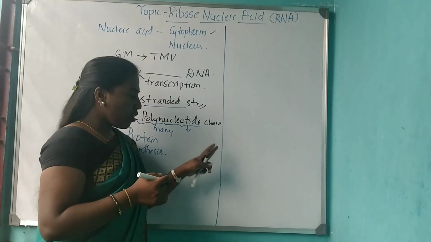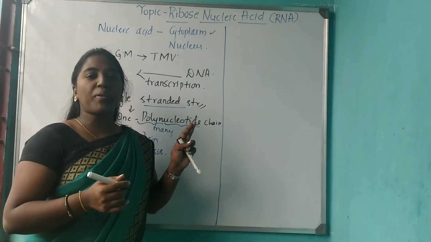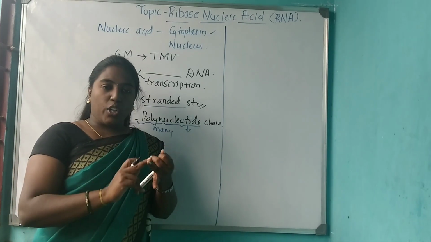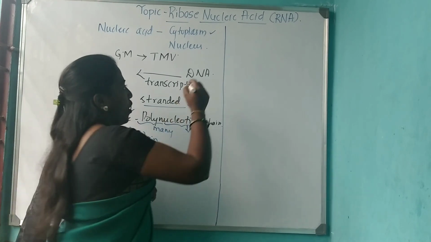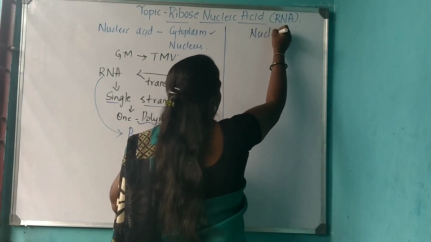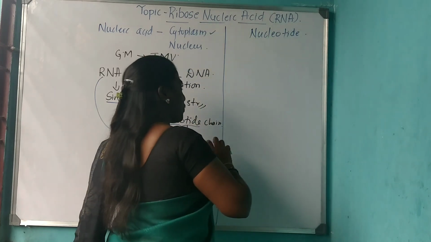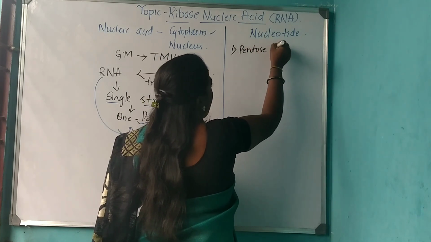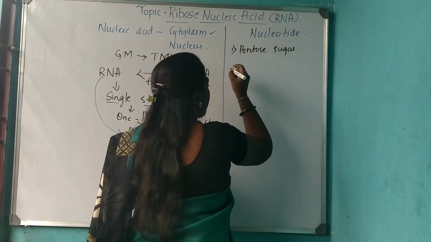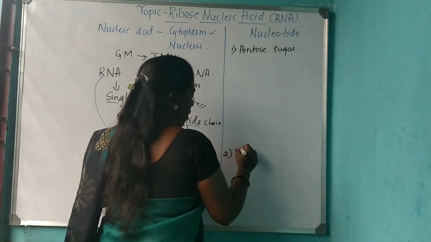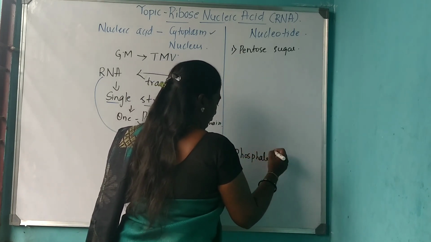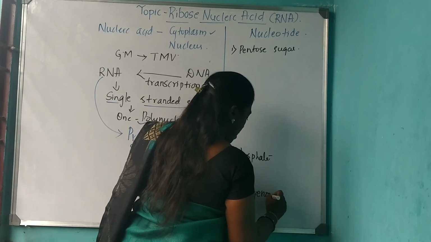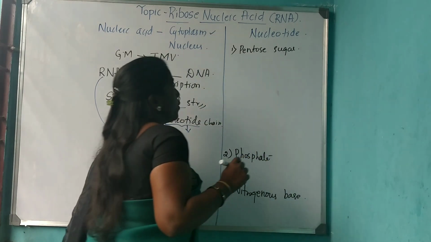Let us know what nucleotides are. Already we have discussed this. A nucleotide is made up of three components: pentose sugar, nitrogenous base and phosphate. When you consider a nucleotide, it is made up of three common components: a pentose sugar, a phosphate, and a nitrogenous base. Let us study one by one.